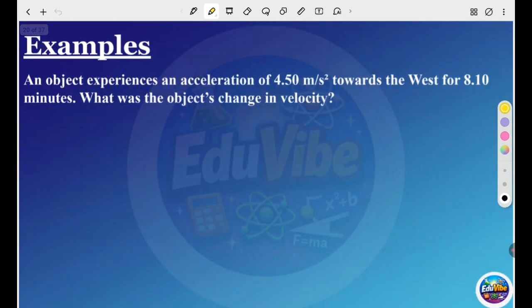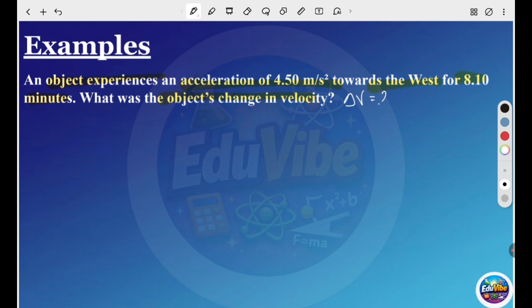So let's do another example to know about this topic more. Now an object experienced an acceleration of 4.50 meters per second squared towards the west for 8.10 minutes. What was the object's change in velocity? So we have to find delta v. In that case, we don't need the final velocity and initial velocity, because we have to find the change in velocity.